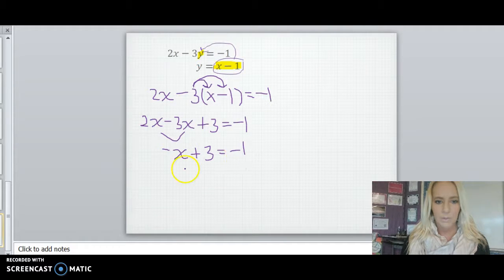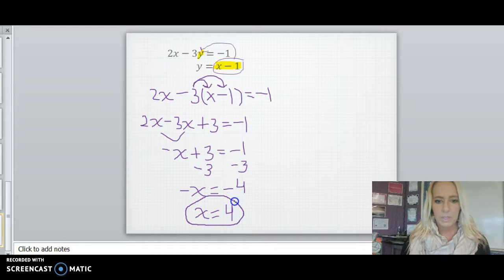I'm going to use inverse operation, so instead of adding 3, I'm going to subtract 3 to both sides. So I'm left with negative x equals negative 4. Now to get rid of my negative x, I can divide both sides by negative 1. So I'm left with x is equal to 4.